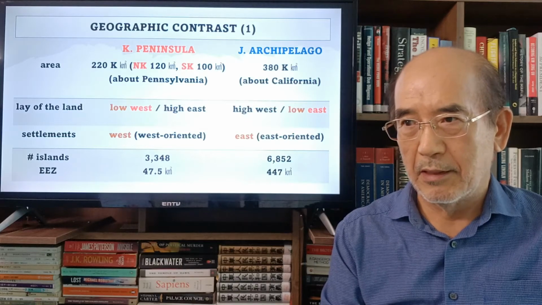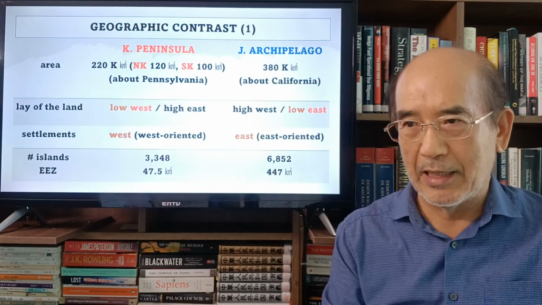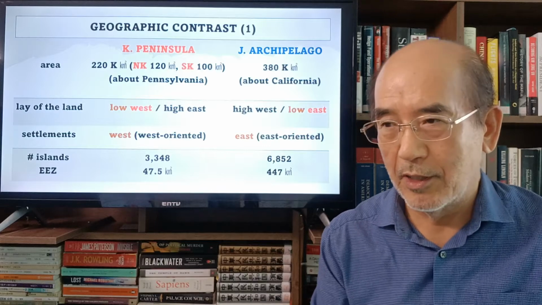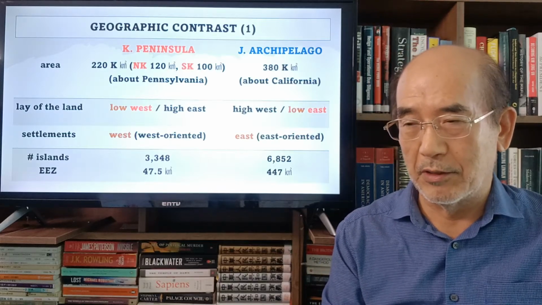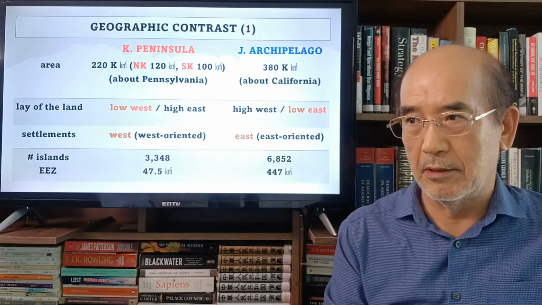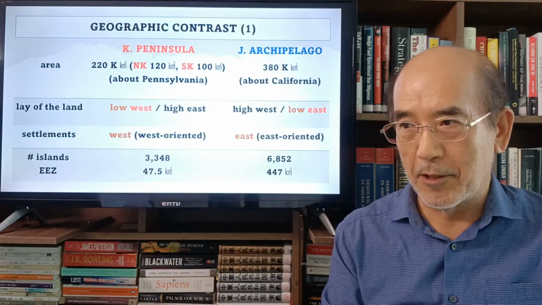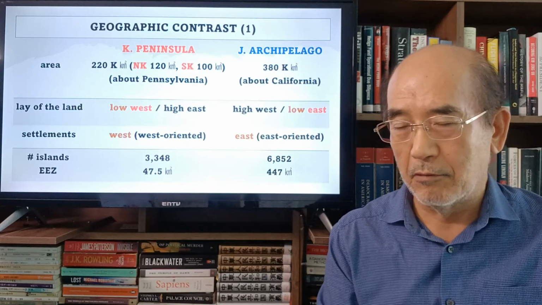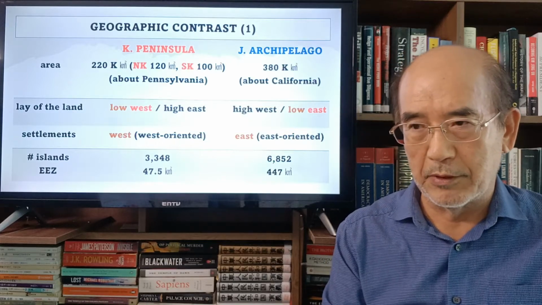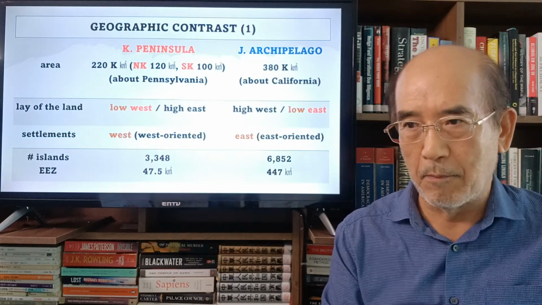Now, we will discuss this later, but there are many islands. The Korean Peninsula has about 3,348 islands. I mean, there could be more if you probe further with better technology. But the Japanese archipelago has close to 7,000 islands, 6,852 officially today.